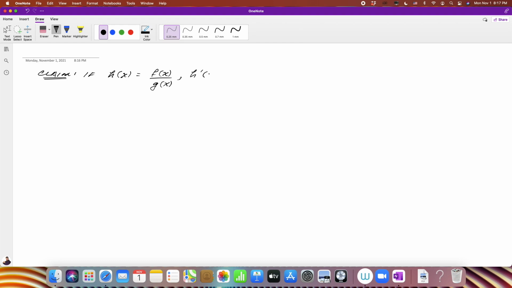Okay, h prime of x, according to the claim, is the following. F prime of x times g of x minus f of x times g prime of x, all divided by the square of g of x. Okay, let's prove this.